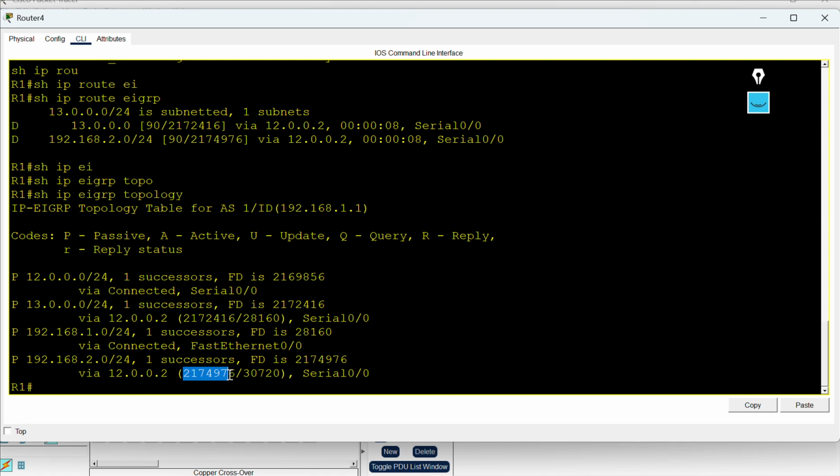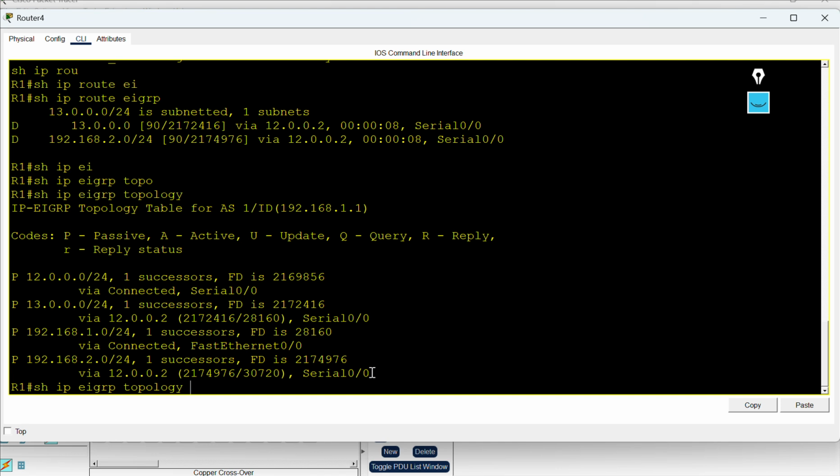Feasible distance is the total metric from R1 to the 192.168.2.0 network. This is the total metric, called the composite metric. The second value is the advertised distance. This is from R2, the R2 metric. Simply say 3072 is the neighbor's feasible distance. This is the feasible distance from 12.0.0.2.